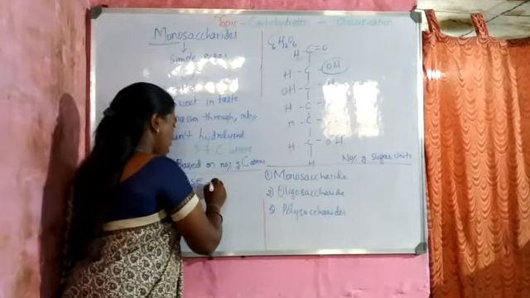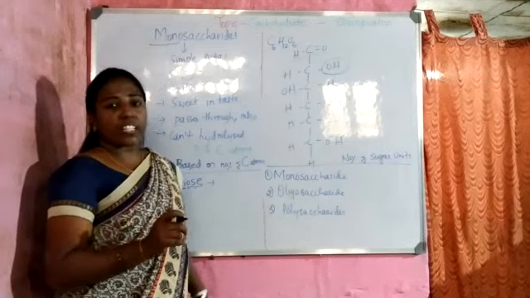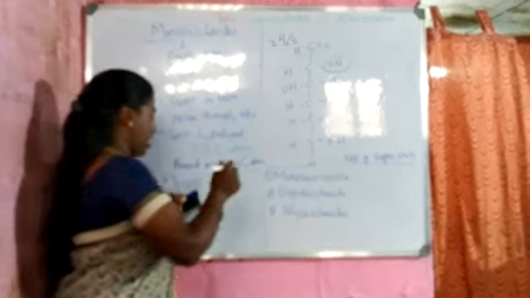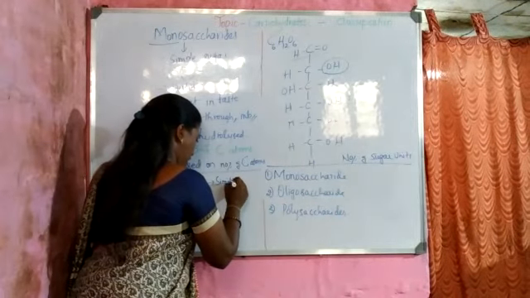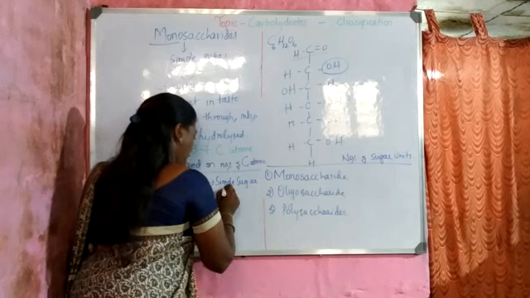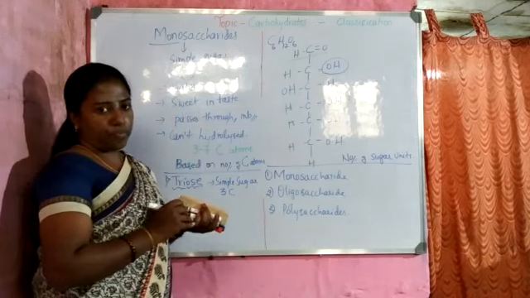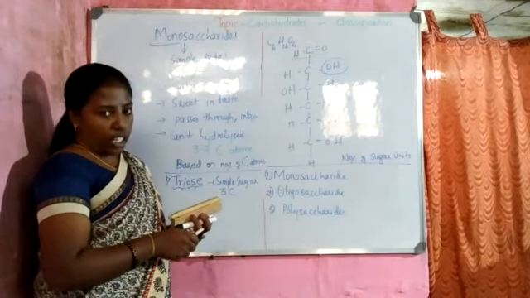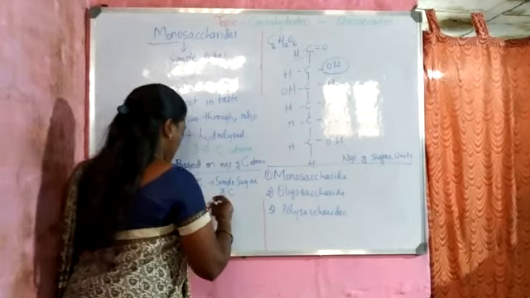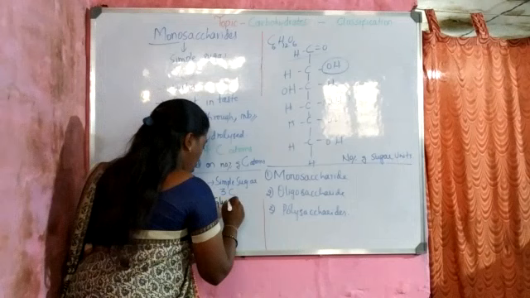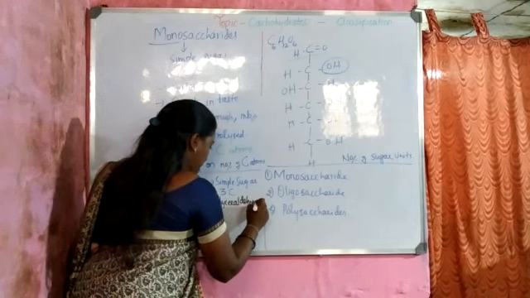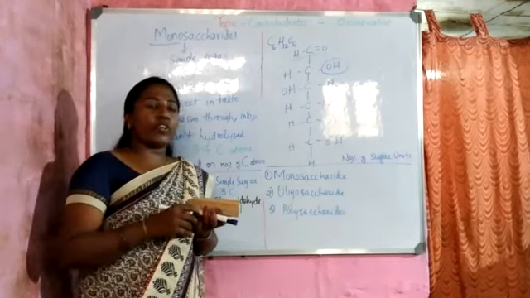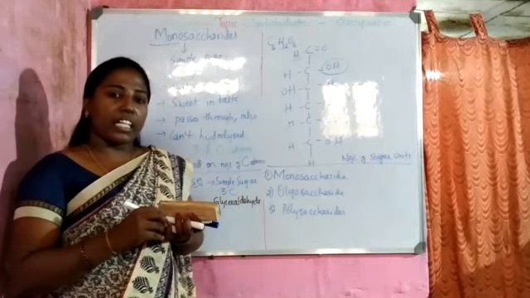So here triose I can define as the simple sugars made up of how many carbon atoms? Tri means 3. So these are simple sugars made up of 3 carbon atoms. What is the example? Example for triose is glyceraldehyde. Glyceraldehyde is the example for trioses. This glyceraldehyde you can find in most of the enzymatic reactions.